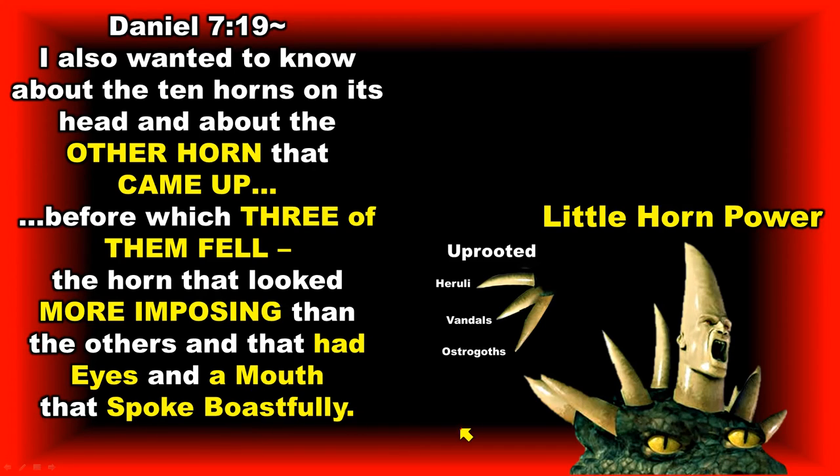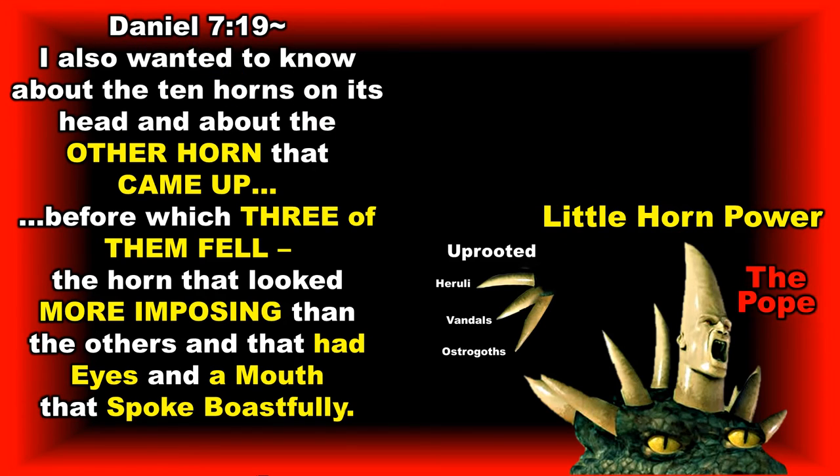So God is identifying this little horn power that had eyes and a mouth that spoke boastfully. He's calling it more imposing. So this is a powerful kingdom that comes up amongst the other kingdoms. Very interesting.